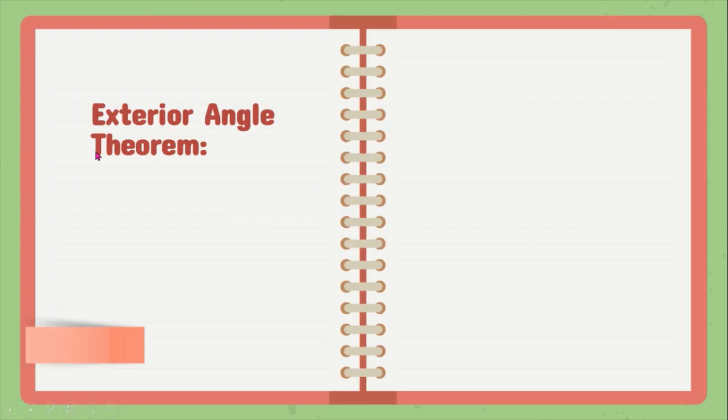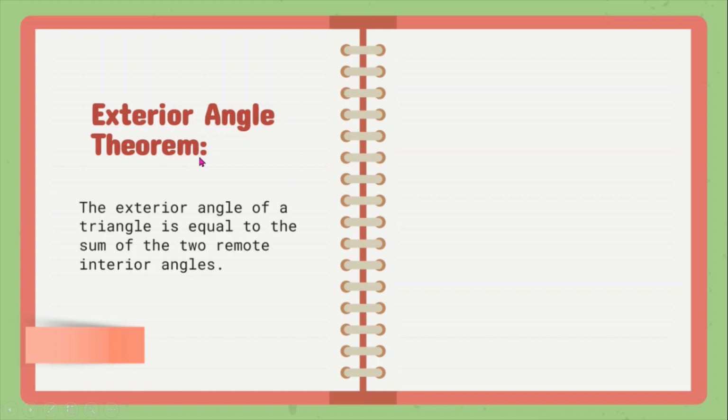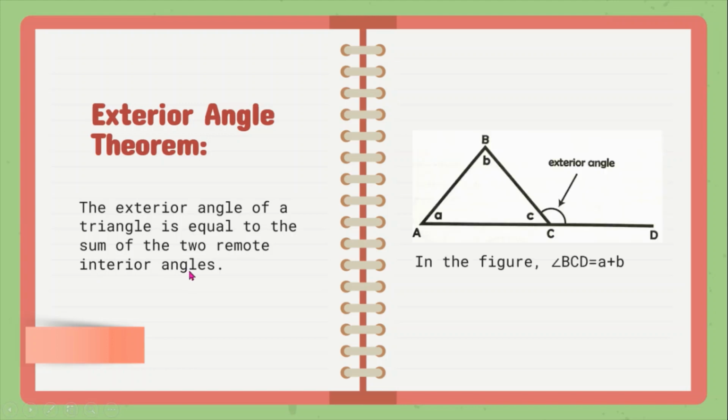Next, exterior angle theorem. The exterior angle of a triangle is equal to the sum of the two remote interior angles. So in this figure, this exterior angle BCD here is equal to the sum of this remote angle A plus B. So that is the exterior angle theorem.